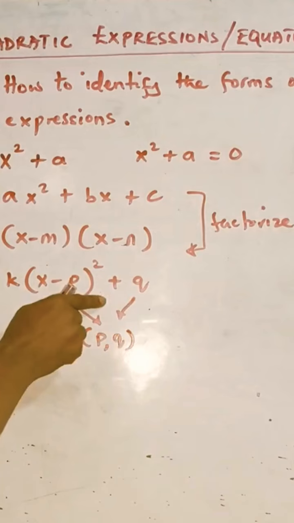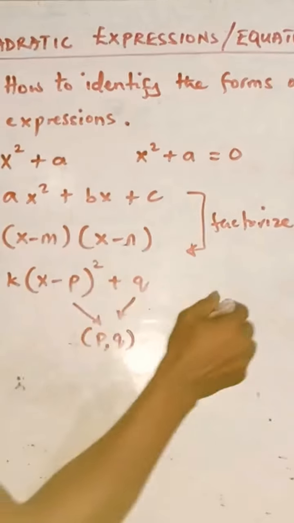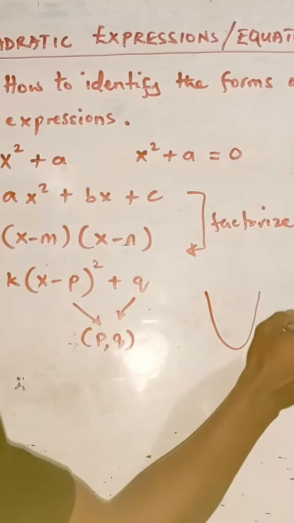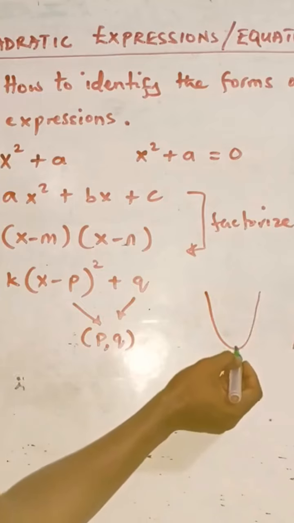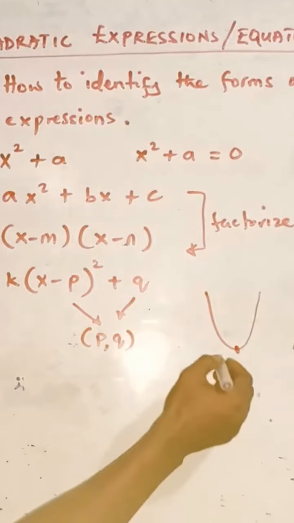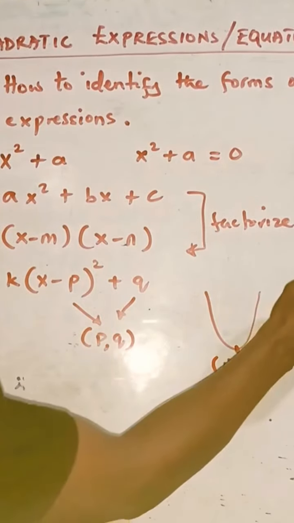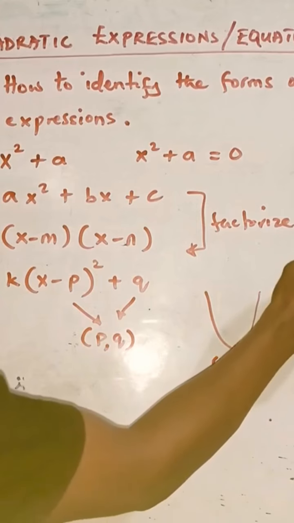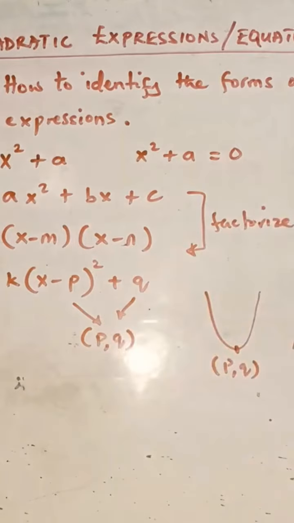If you are able to express a quadratic expression like this, what it means is that if you have the graph either like this or like this, we can easily tell the coordinate of this point is going to be p comma q. The coordinate of this point, which is the vertex, is going to be p comma q. That's one of the important things about this.